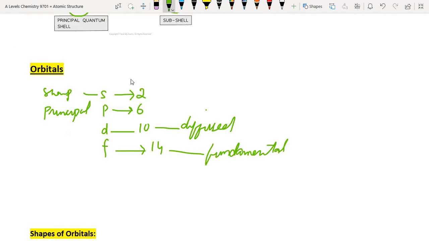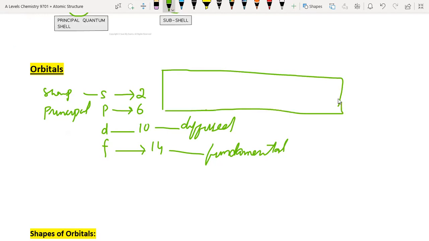Orbitals are the space or volume where the chances of finding an electron are maximum, that is up to 95%. Okay. Volume of space in which maximum chances of finding of electron. Now we are going to discuss the shapes of the orbitals.